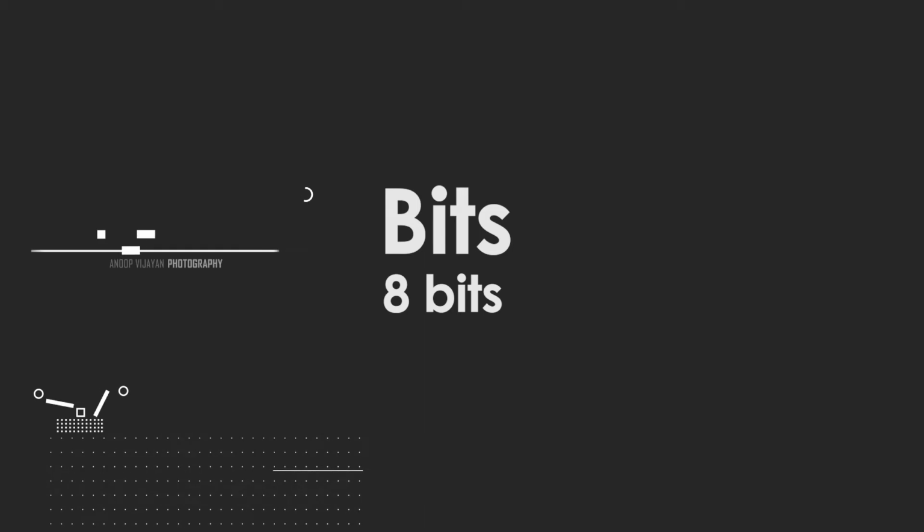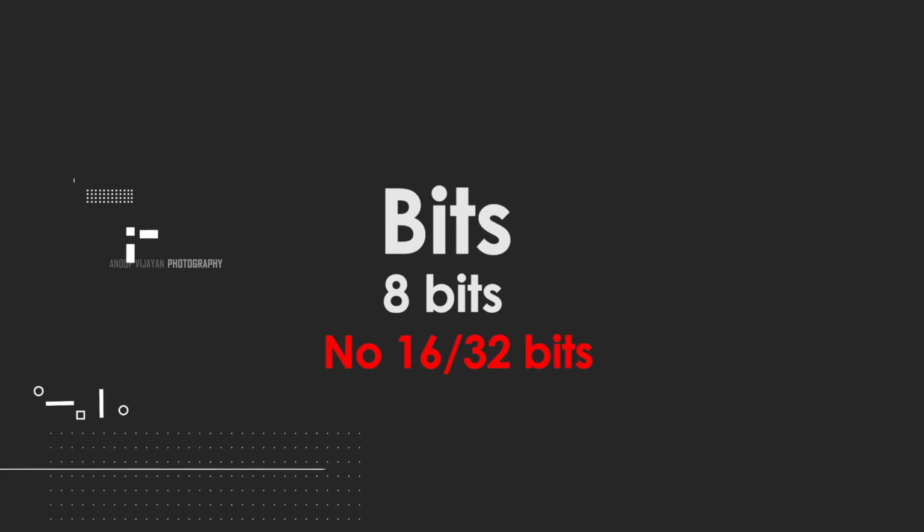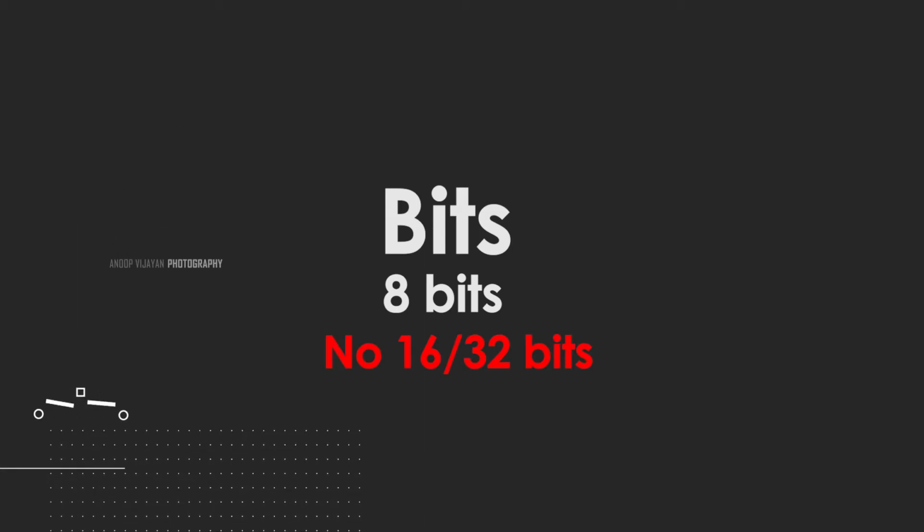Coming to the fourth point, which is bits. We need to convert your image into 8-bit. When your image is 16-bit or 32-bit, what will happen? The image size will be very high. And as you know, both Instagram and Facebook are web-based platforms. So when you upload images in 16-bit and 32-bit, it will take a lot of time. Also the file size will be very huge. So to avoid those things, we need to convert your image into 8-bit. So that is the fourth one.